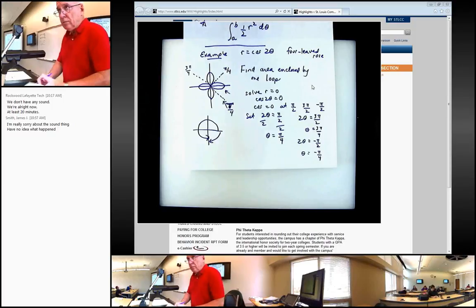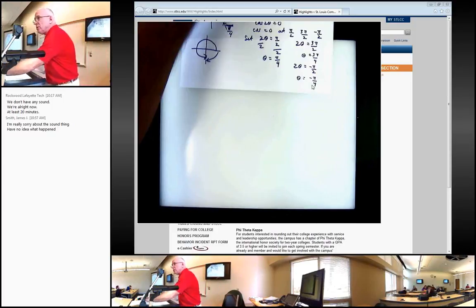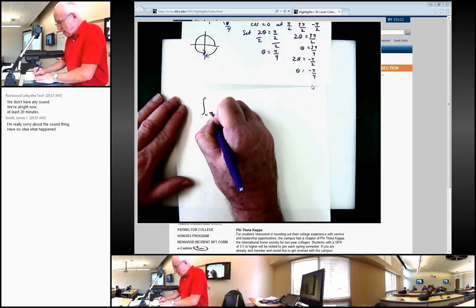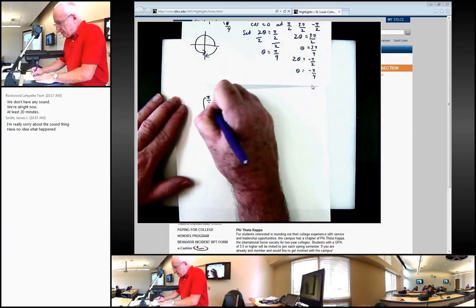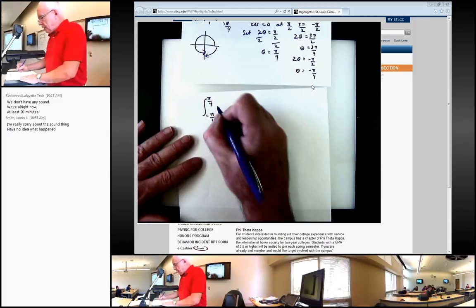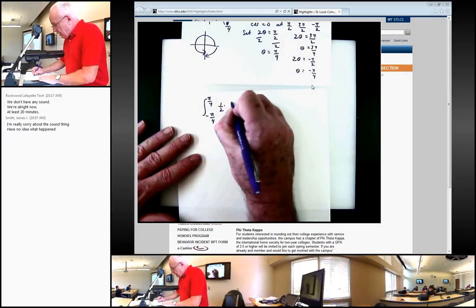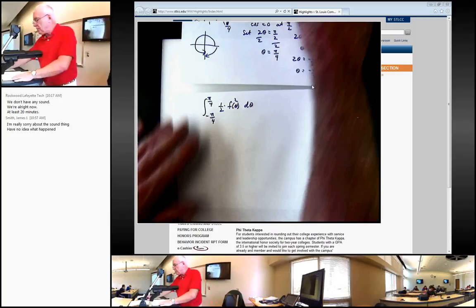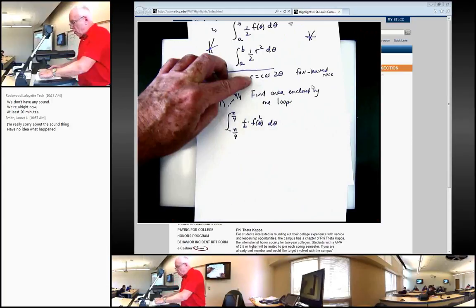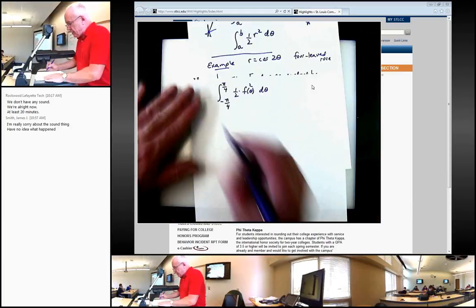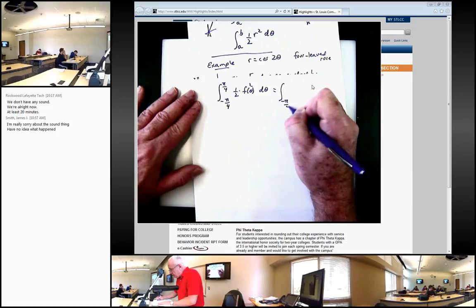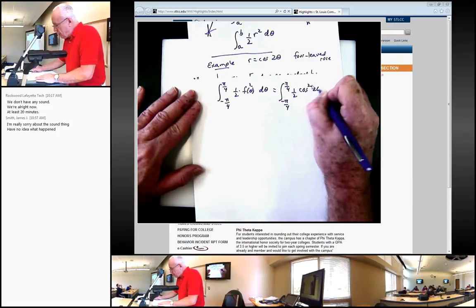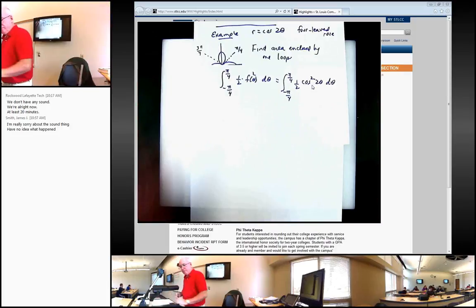Does everybody see that we have to figure out what those angles are, first of all, in order to do this definite integral? So we have negative pi over 4 to positive pi over 4. Now, what's our formula? It's 1/2 f of theta squared d theta. Our r here is cosine of 2 theta. So this is the integral from minus pi over 4 to pi over 4 of 1/2 cosine squared of 2 theta d theta. All right, 1/2 r squared.